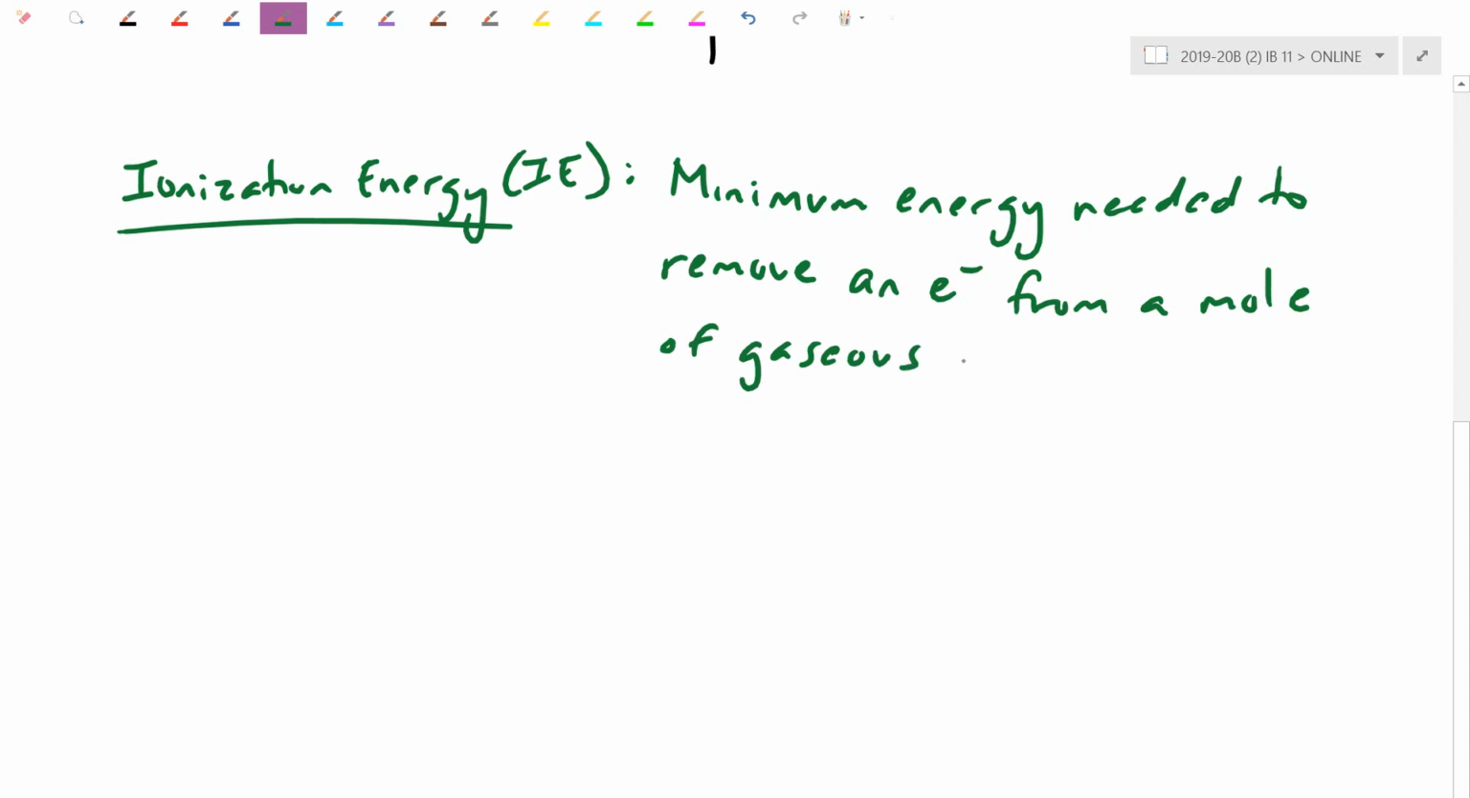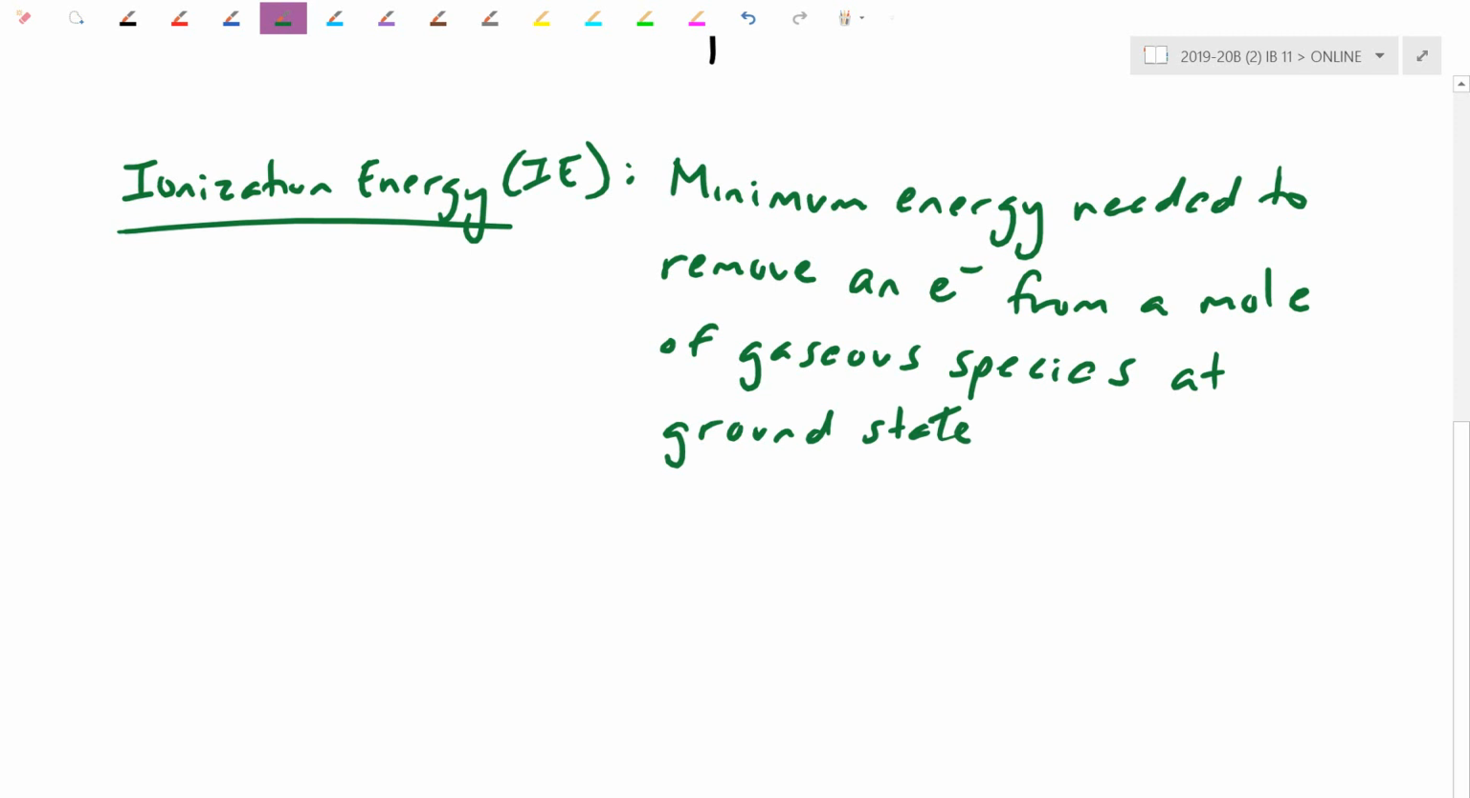Gaseous just means gas. I'm going to use the word species here because sometimes it is an atom that's neutral, no charge. Sometimes it's already been charged and is an ion. Species is a more general word for thing or substance, particle. Okay? So from a mole of gaseous species, all of them have to be at ground state. So this is usually a 2-mark question.